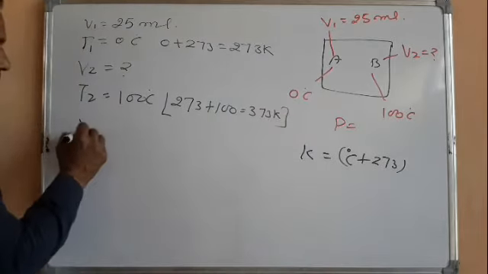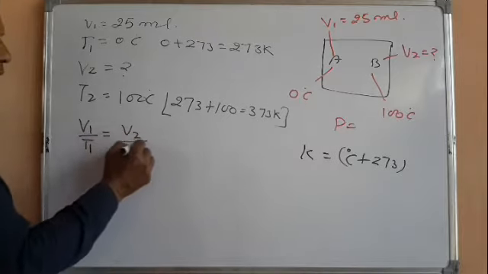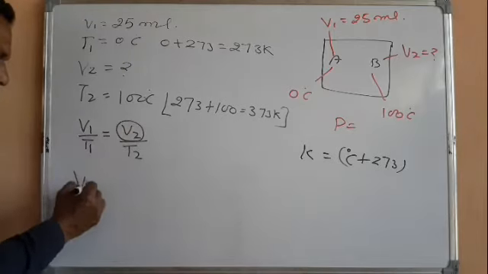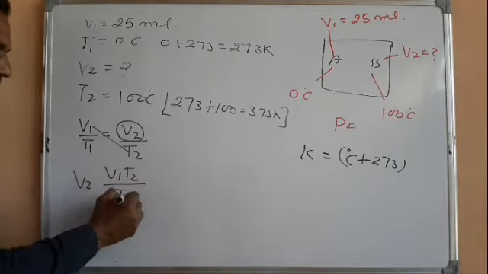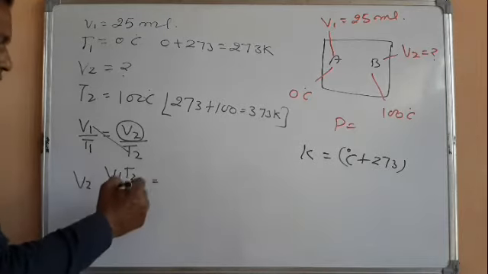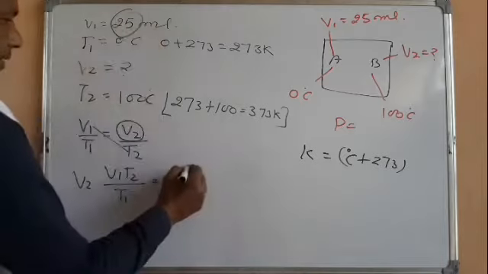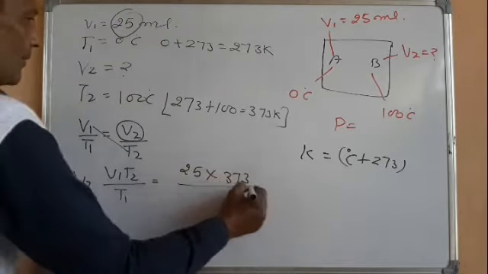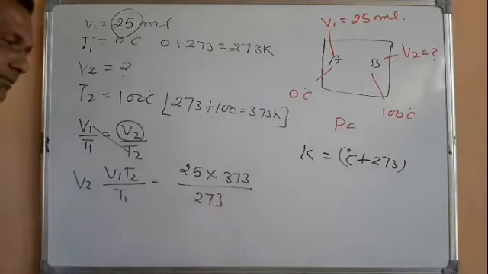According to Charles law, V1 upon T1 is equal to V2 upon T2. So find the value of V2. V2 is equal to V1 T2 upon T1, which is equal to V1 value 25 ml into T2 value 373 upon T1, 273.